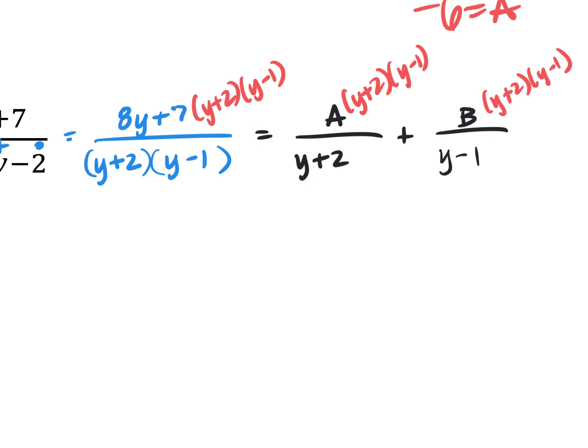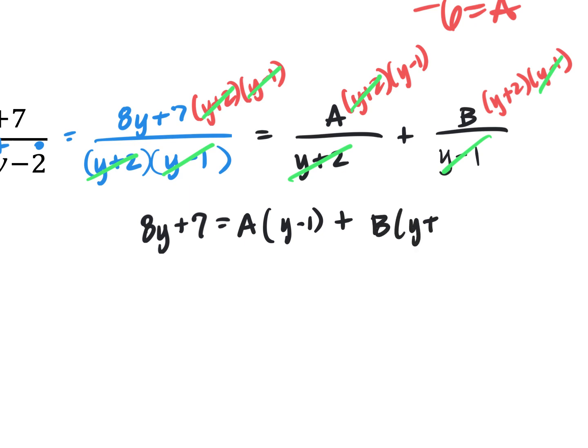So when I distribute this, do you agree that y plus 2 is gone, y minus 1 is gone, and what am I left with? 8y plus 7. What about over here? My y plus 2's cancel, and I'm left with, don't distribute it, A times y minus 1. What am I left with? B times y plus 2.